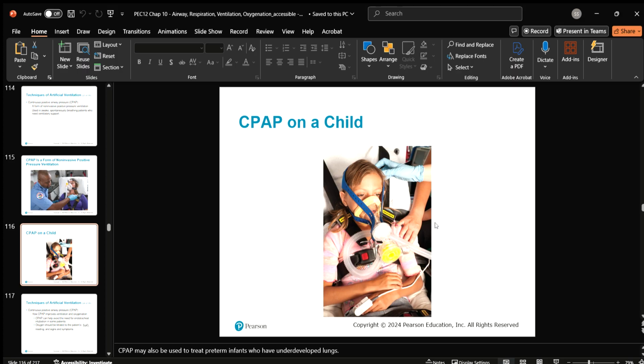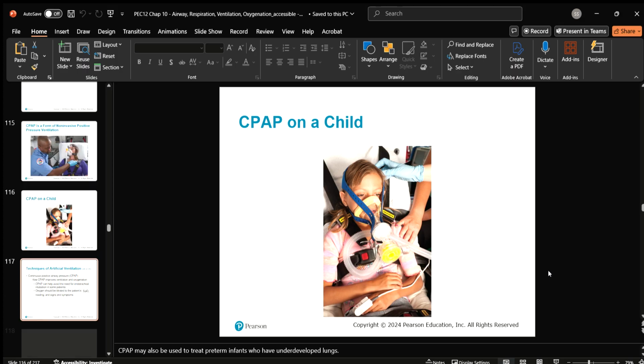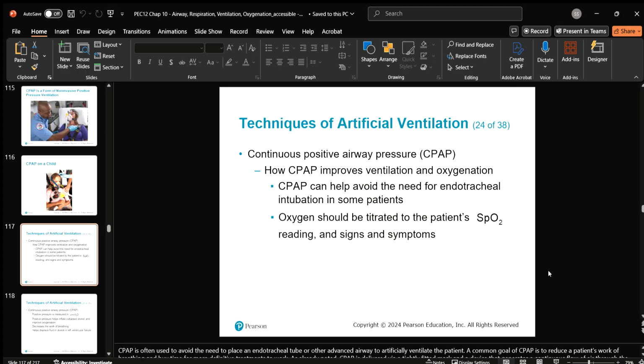Okay, that's a bit, that one's kind of iffy. That's what it says on your skill sheet. But once they're looking like this, that alertness might be fading a little bit. All right. So, what does a CPAP do?